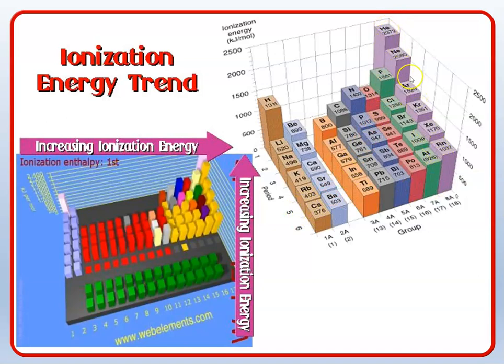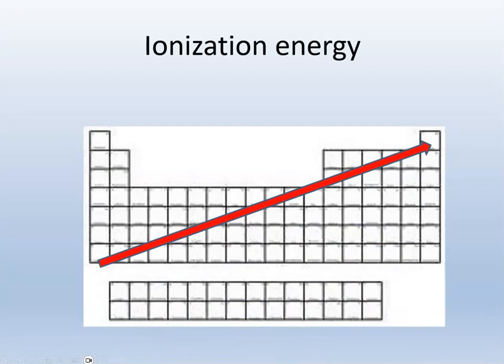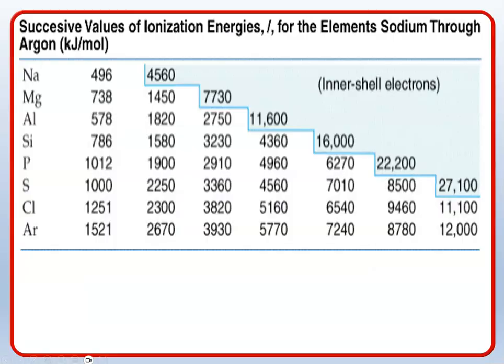Notice these noble gases, they're very high. In fact, they're higher than any of them. Why would that be? Well, because their shells are completely full. So it's going to take a huge amount of energy to try to remove electrons from them, which is why they don't form cations. So the trend is up and to the right, helium being the most.